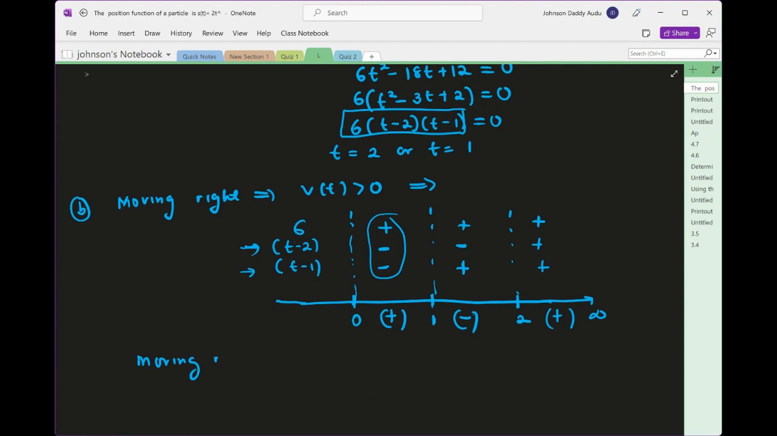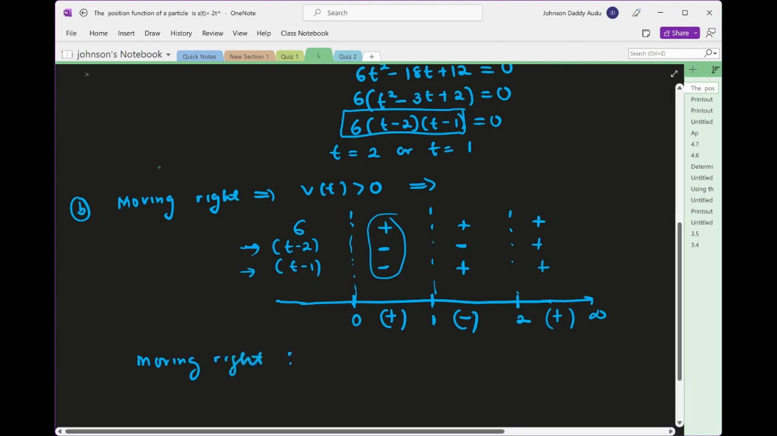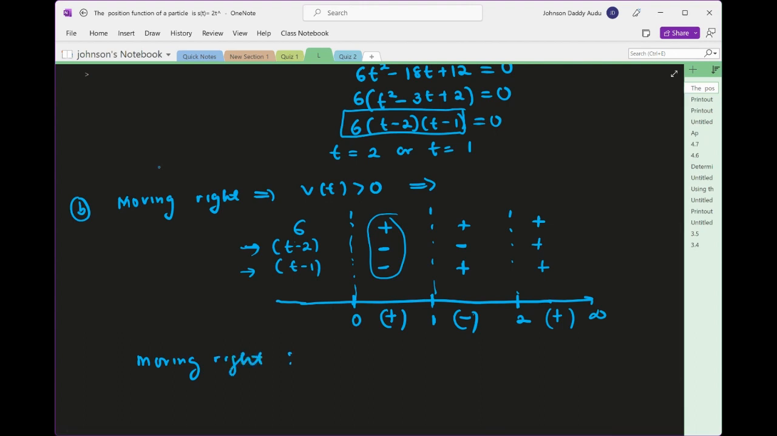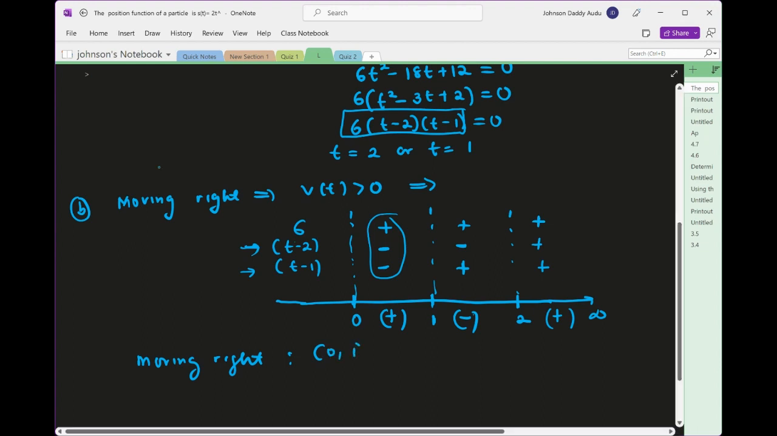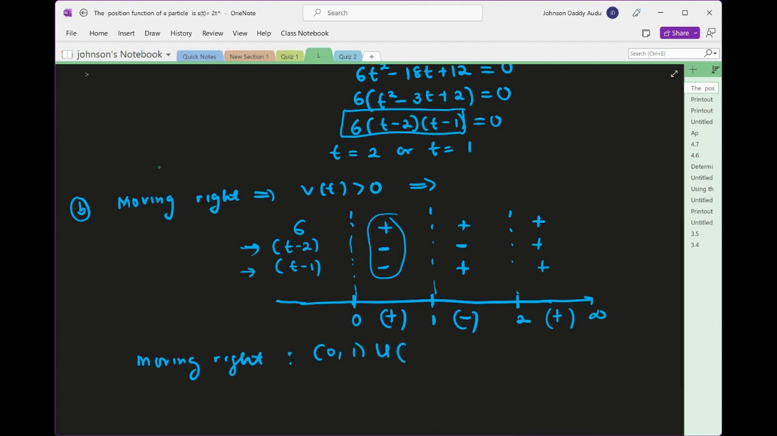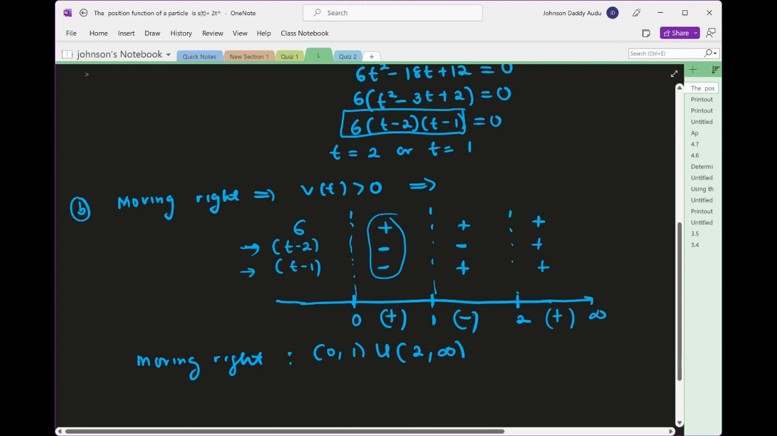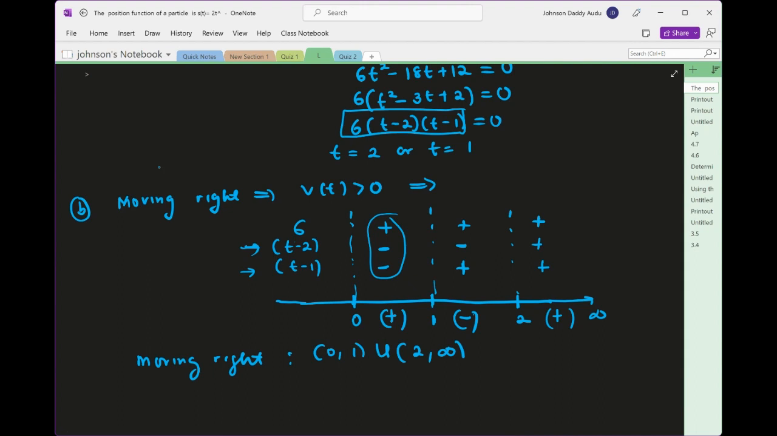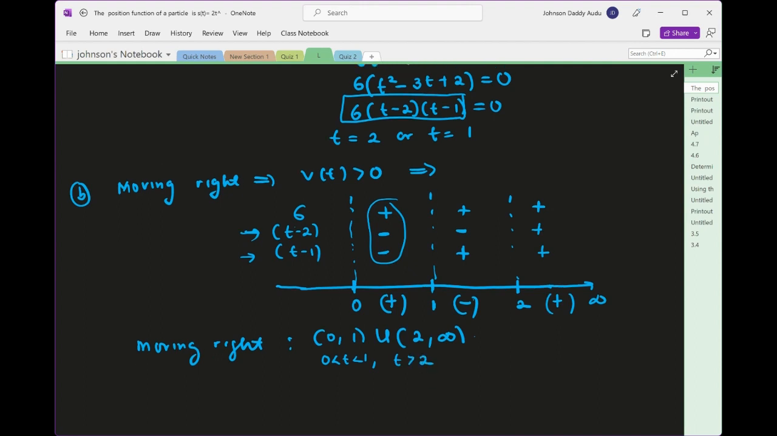So moving right is going to be the interval where the velocity is positive, which is from 0 to 1, union 2 to infinity. So we have two parts. This is in interval notation. In inequality, this means 0 less than t less than 1, comma, t greater than 2.